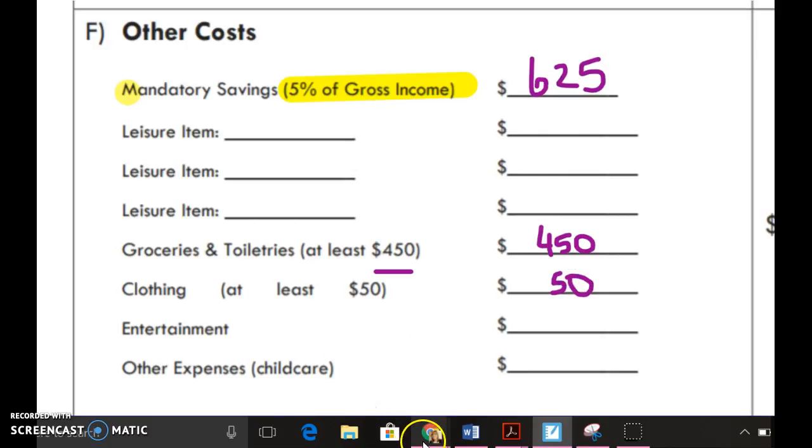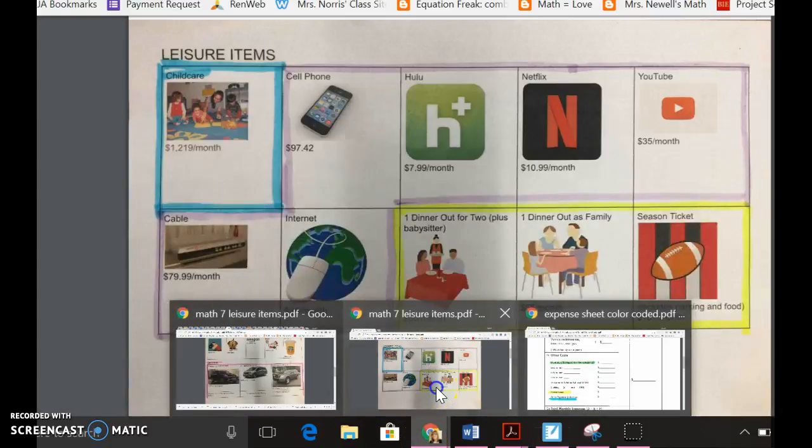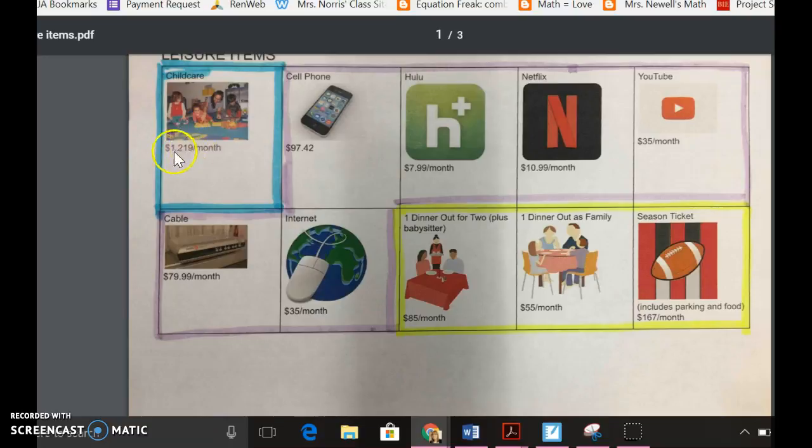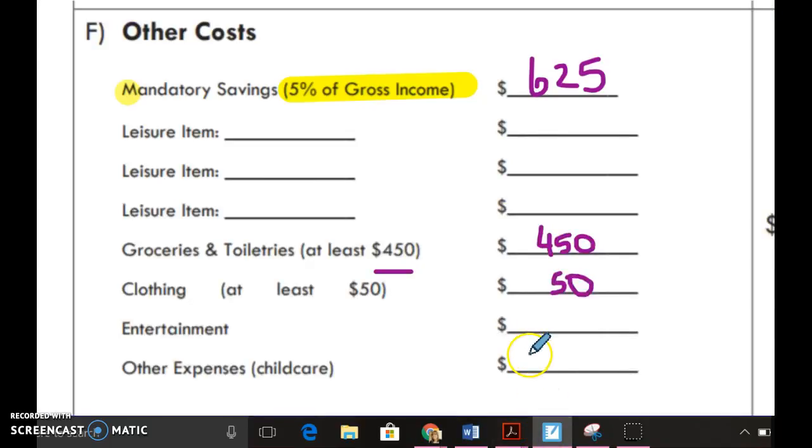Childcare is optional. It's one of those leisure things. If you decide you don't want to carry your baby around all day long, then you would put $1,219. Most people, when they go to work, can't have their baby with them all day long. So if you decide to do that, you need to add that to your sheet. $1,219 right here.